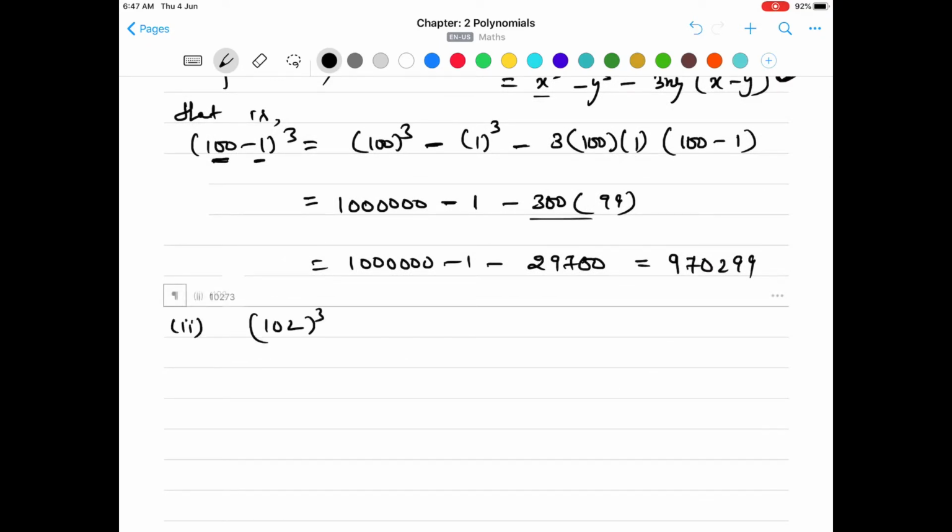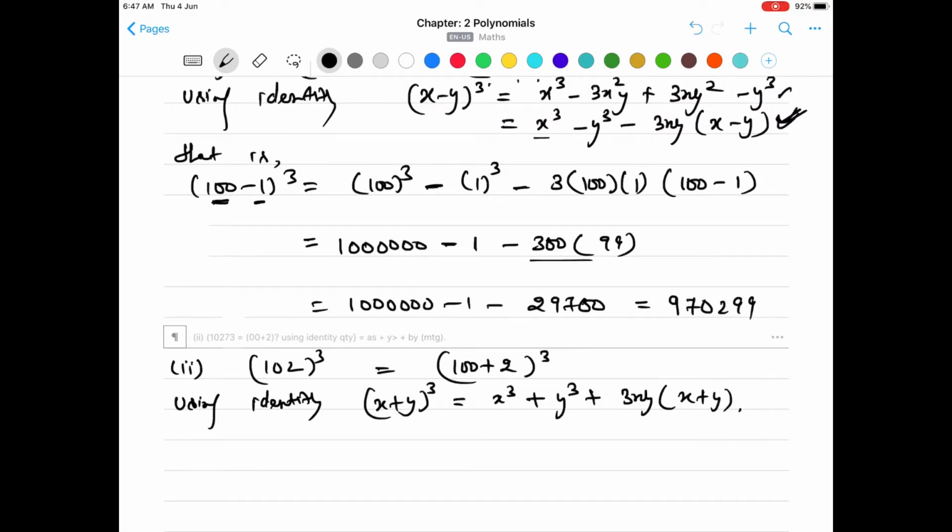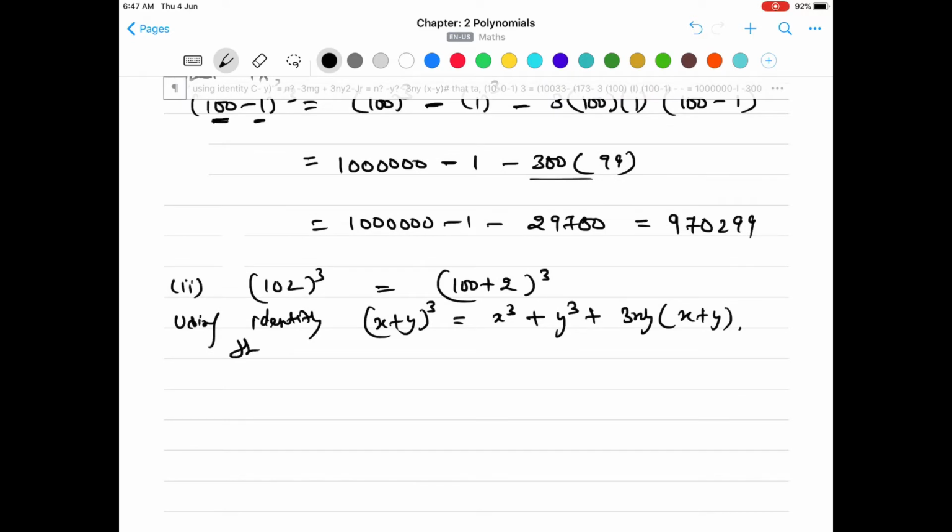Moving to the next part, we have 102 whole cube. Now we can write this as 100 plus 2 whole cube. So now we'll use the identity x plus y whole cube, which is equal to x cube plus y cube plus 3xy into x plus y. Again I'm using this form of the identity.